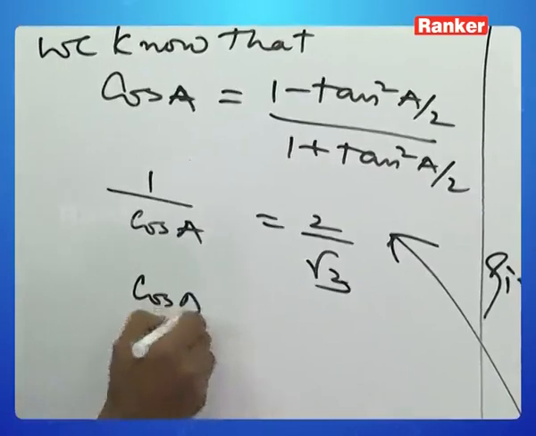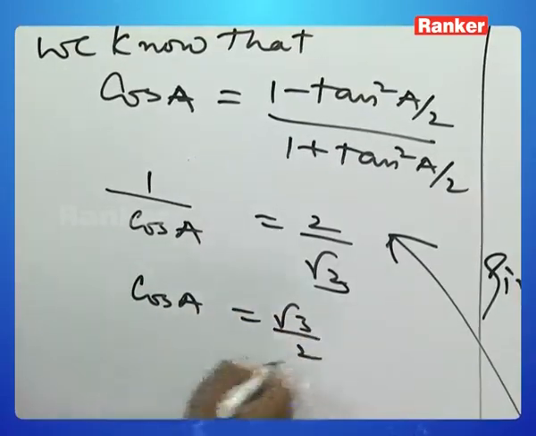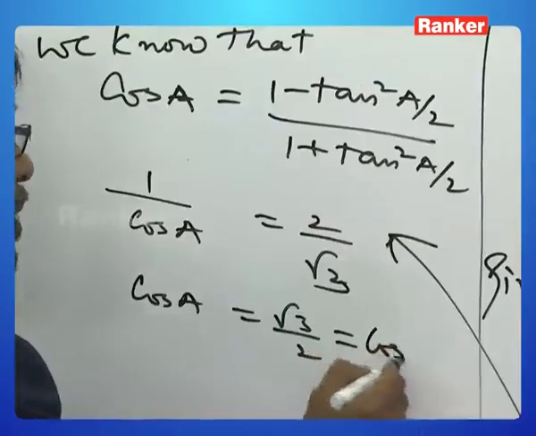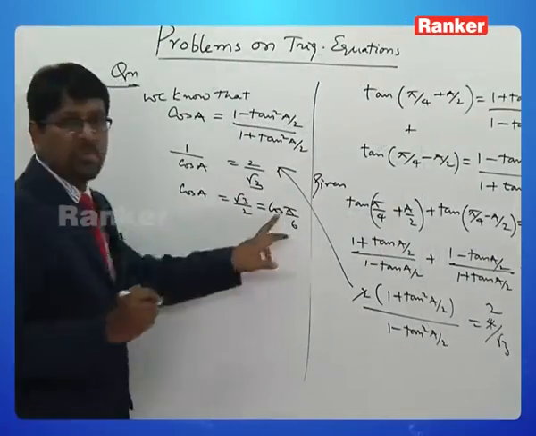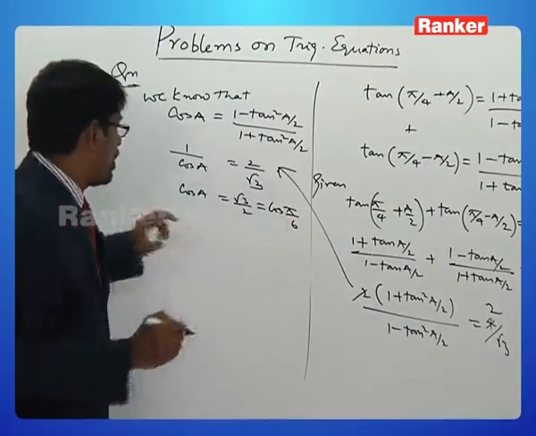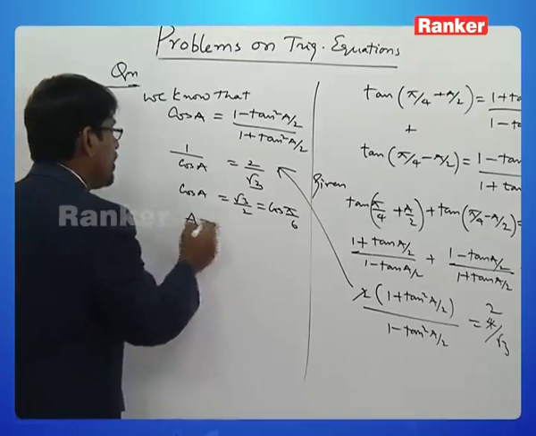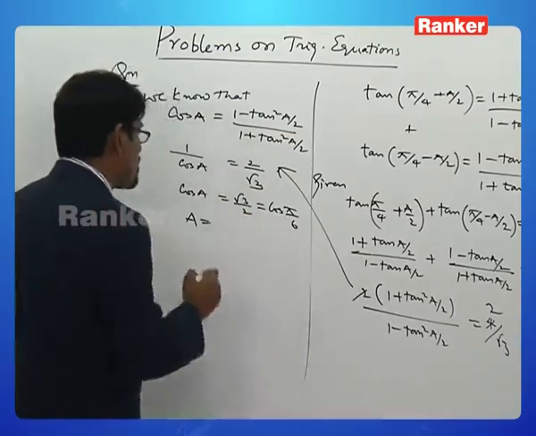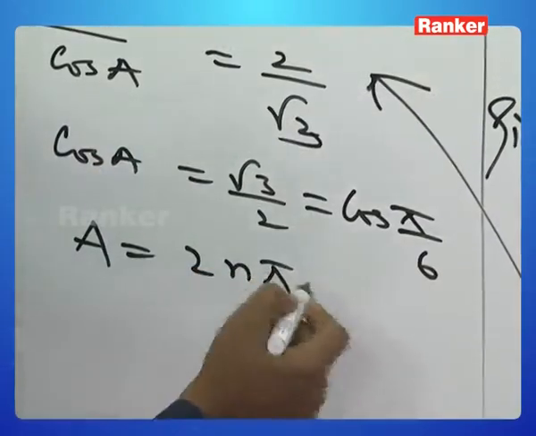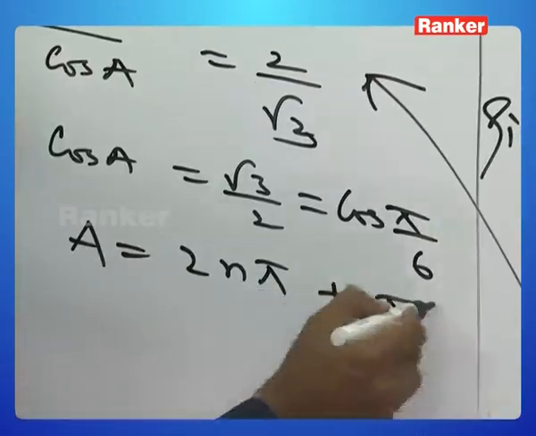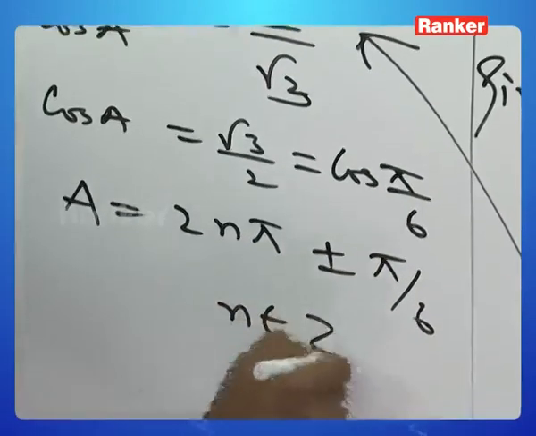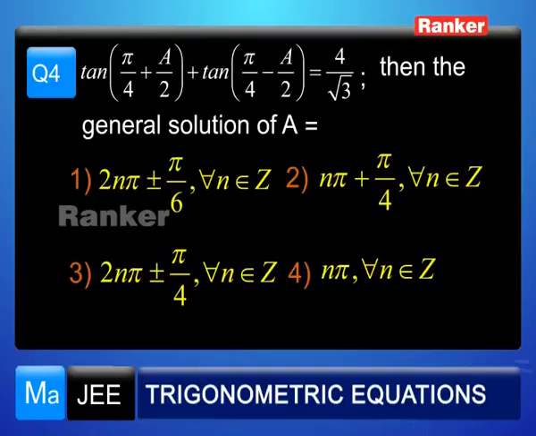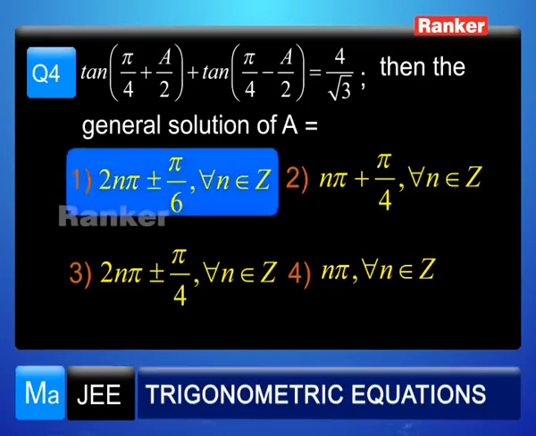So cos a is equal to root 3 by 2. So what is root 3 by 2? Cos of what angle is it root 3 by 2? Cos of pi by 6. Why did I choose pi by 6? That's a principal value here. Now we have already understood that whenever cos a is equal to cos alpha, the general solution is given by 2n pi plus or minus alpha. Instead of alpha, I have pi by 6. So n can be any integer here. This is the most general solution of a, and that is clearly appearing in option 1. Option 1 is the right answer.